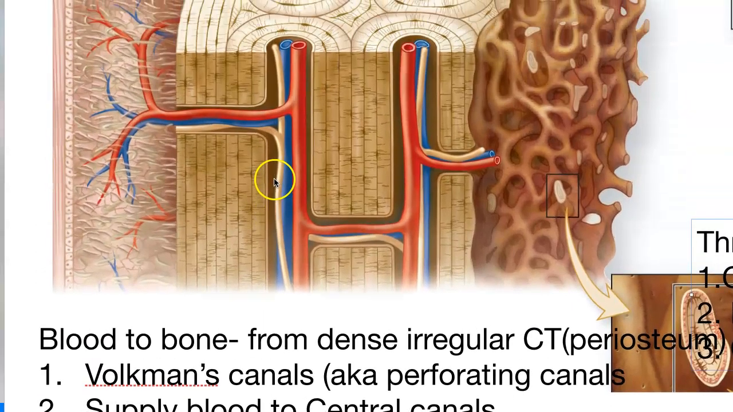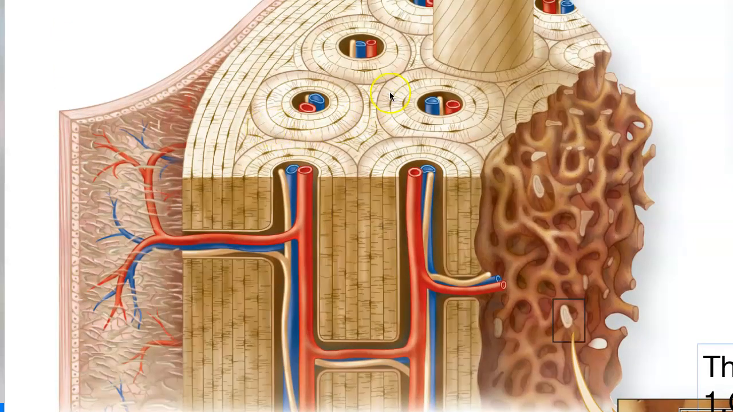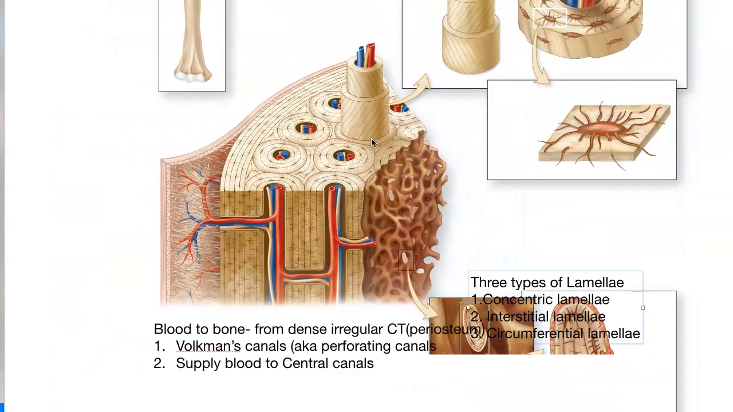So we can see these perforating canals coming in, and they are intersecting with this blood vessel. This is the central canal. So the central canal is getting its blood from the Volkmann's canals. Here's another perforating canal, Volkmann's canal. Here's another central canal. So central canals are in this direction. The Volkmann's canals are at right angles to the central canals. So make sure you can understand this diagram. It's a pretty good one.